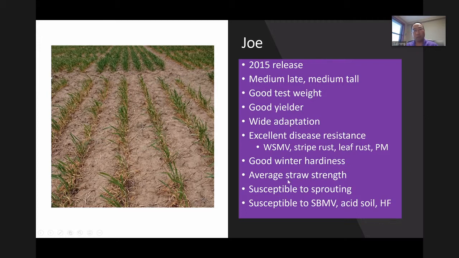The straw strength is average, so it cannot hold too high a yield without lodging. This variety is susceptible to pre-harvest sprouting. We don't want this trait, but don't have much choice. It has been out there for several years and we didn't see any sprouting issue in the field for the last few years. It is also susceptible to several other problems like soil-borne mosaic, acid soil, and Hessian fly. So it's better to put it in the semi-arid area, not in the high rainfall area.